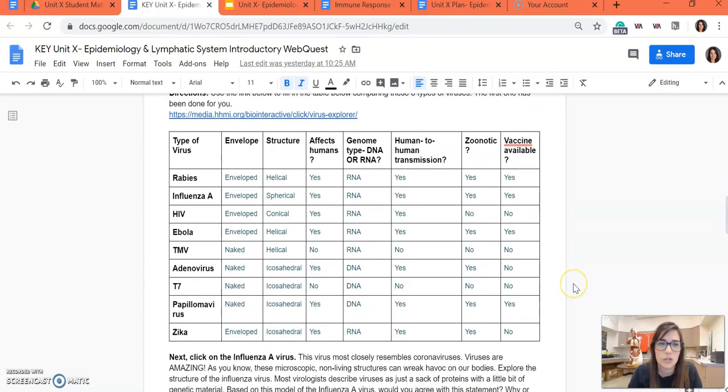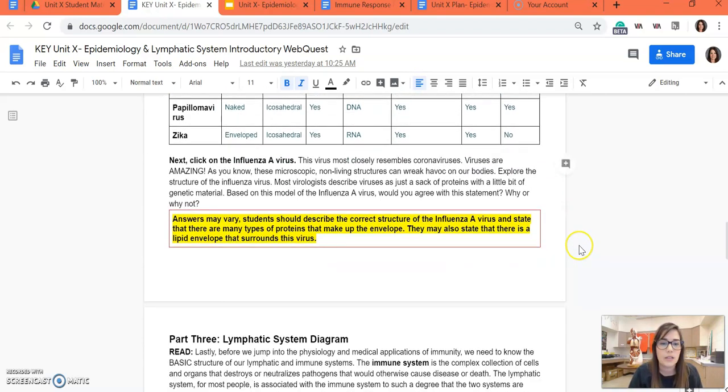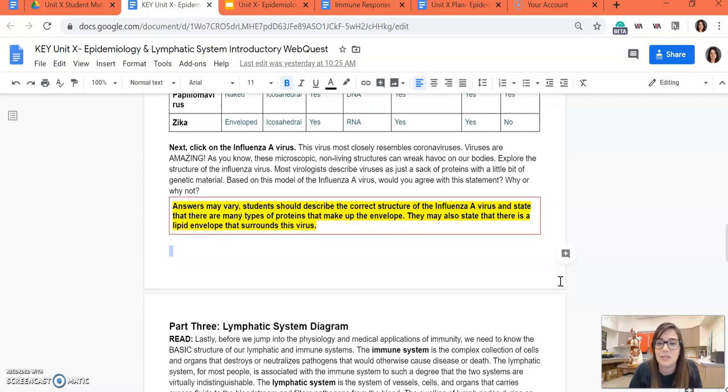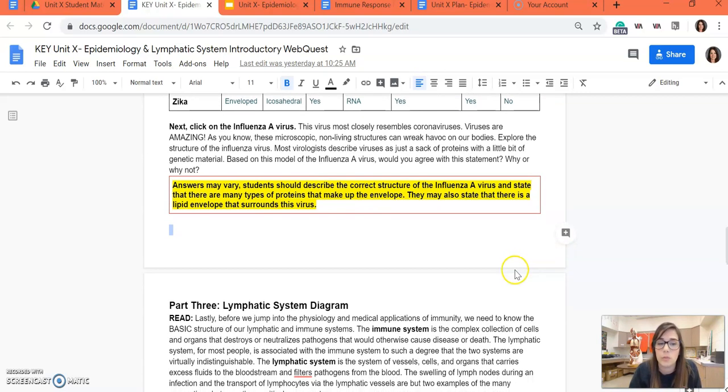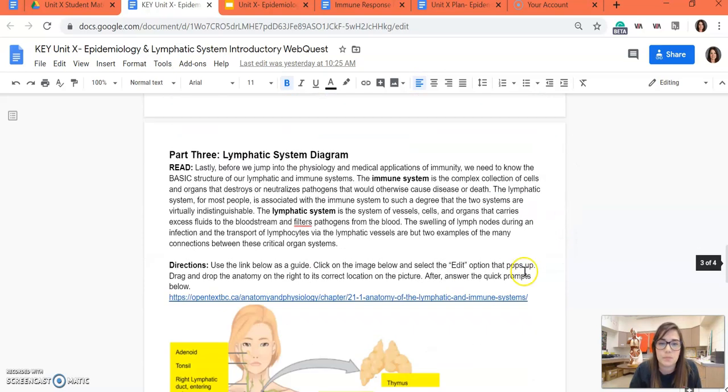Okay, and here are the answers to the table that you filled in comparing these types of viruses. So if you want to pause here and check yours. The next question, influenza A, very similar to coronaviruses. Essentially, viruses are just a coat of different types of protein with a little bit of genetic material in the middle. The influenza A virus does have a layer of lipids, which is unique. So that isn't necessarily always true, but for most viruses, that is true.